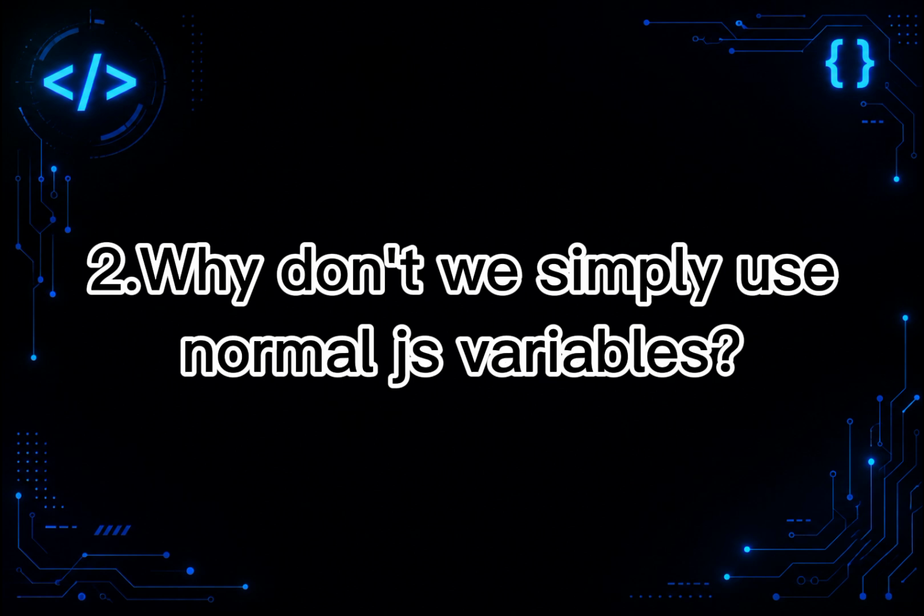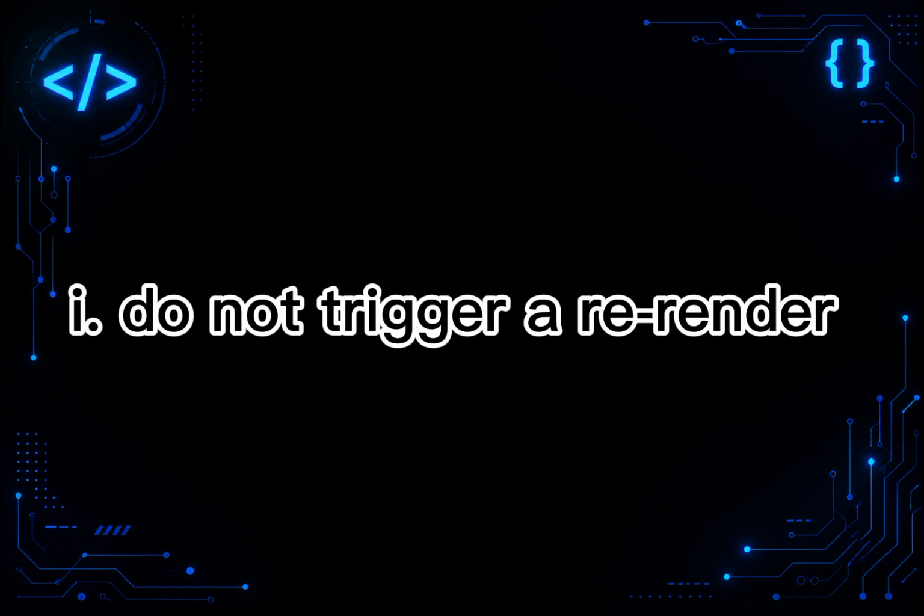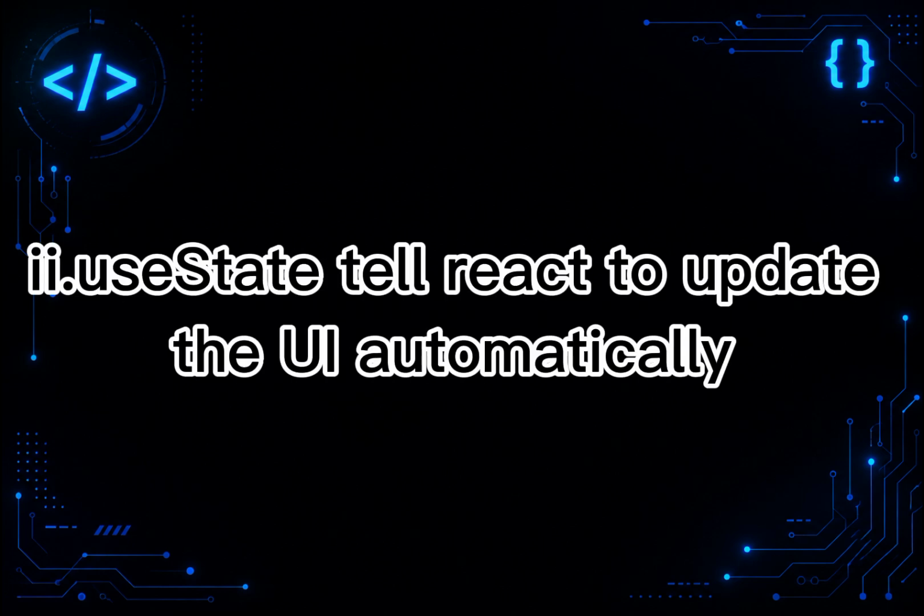Follow-up question 2. Why don't we simply use normal JavaScript variables? Normal JavaScript variables do not trigger a re-render when their values change. But state variables created using useState tell React to update the UI automatically.